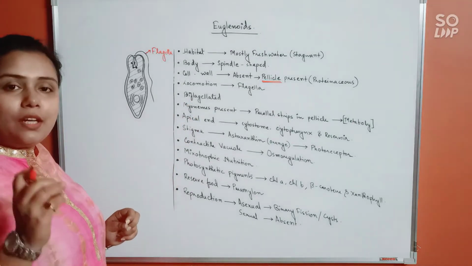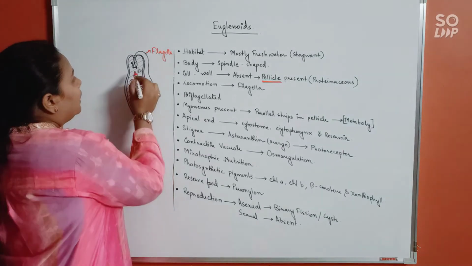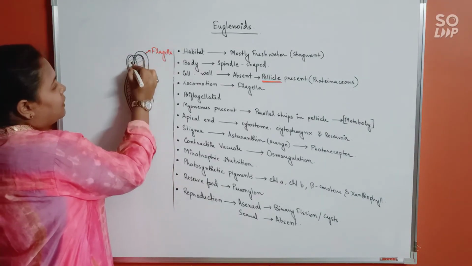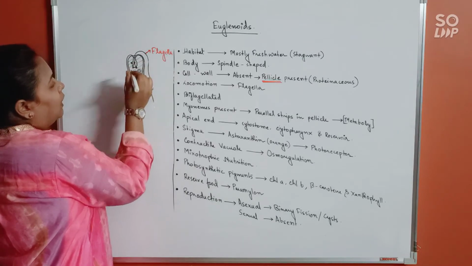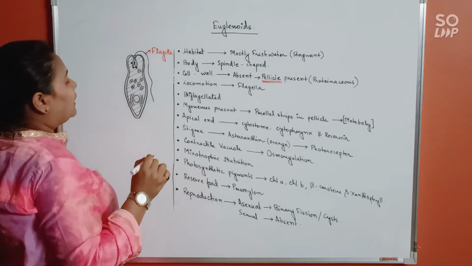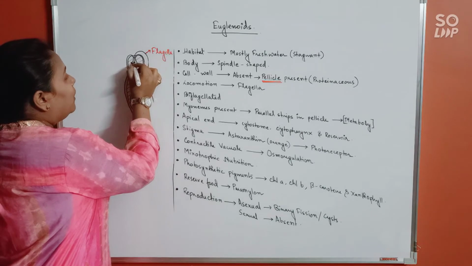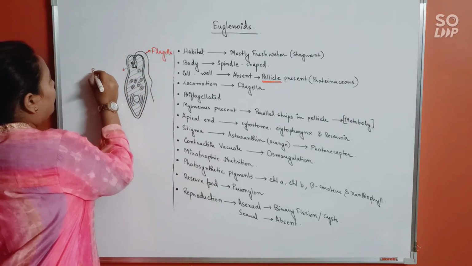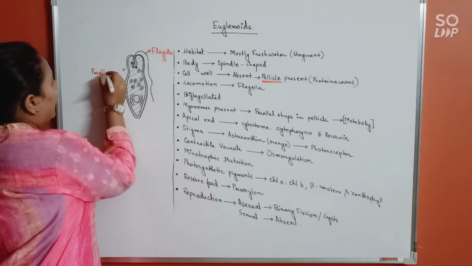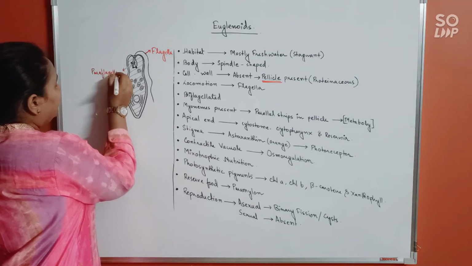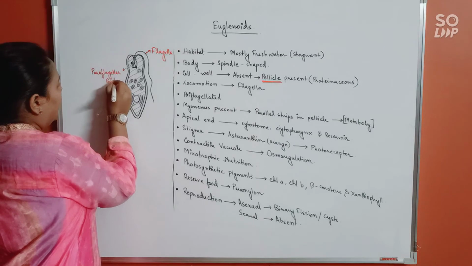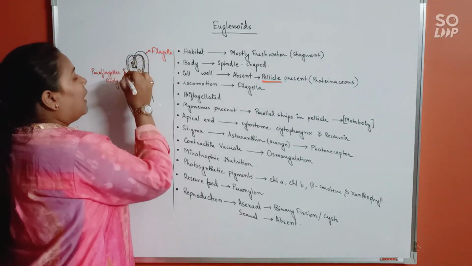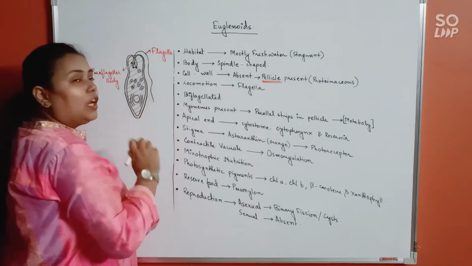But here there is a twist. See, the two flagella arise here, right? These two are the flagella. But out of the two flagella arising, both will meet at a point. This point is called paraflagellar body. Paraflagellar body. From the paraflagellar body, only one of the flagella will arise out.